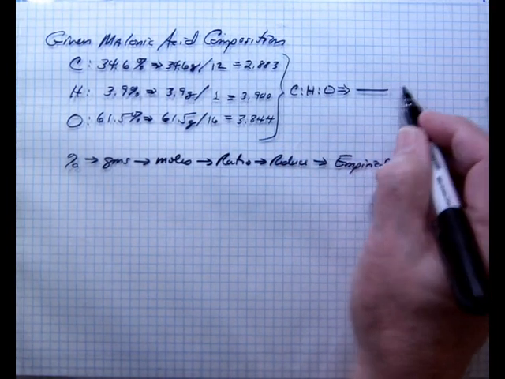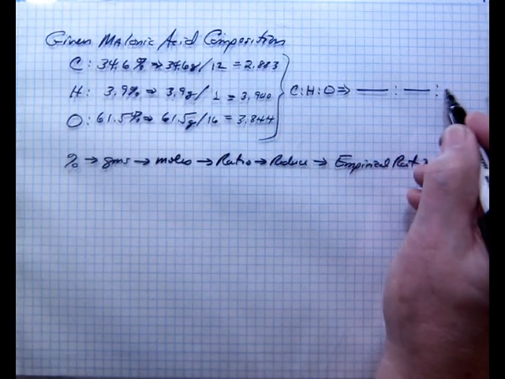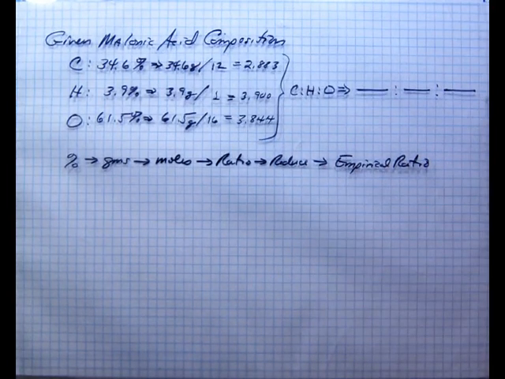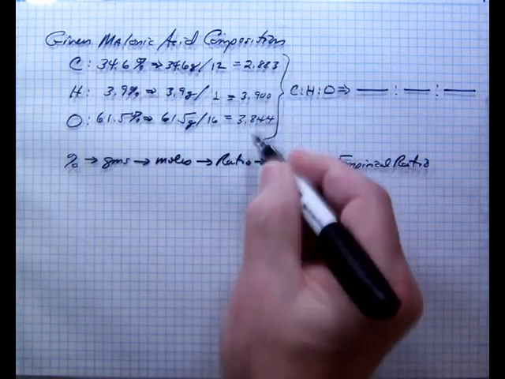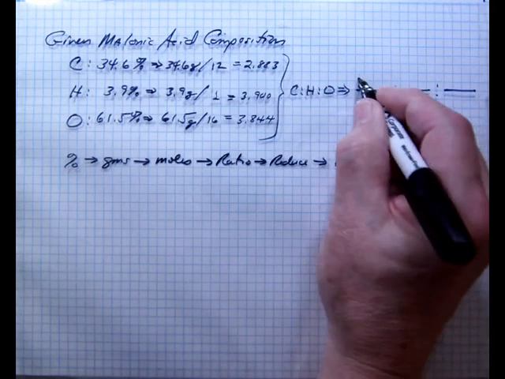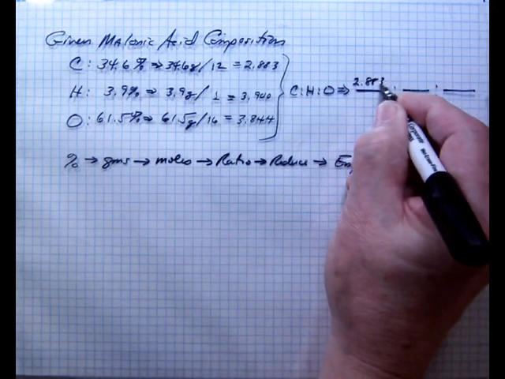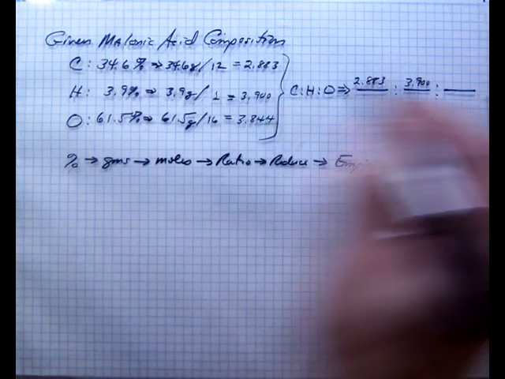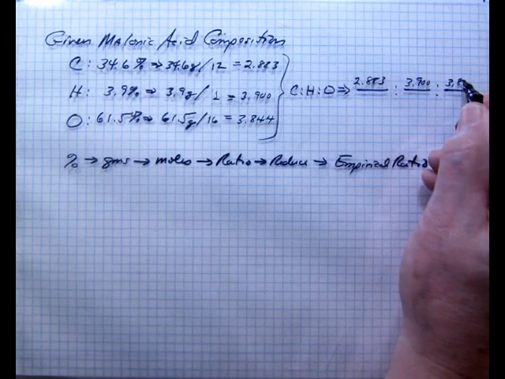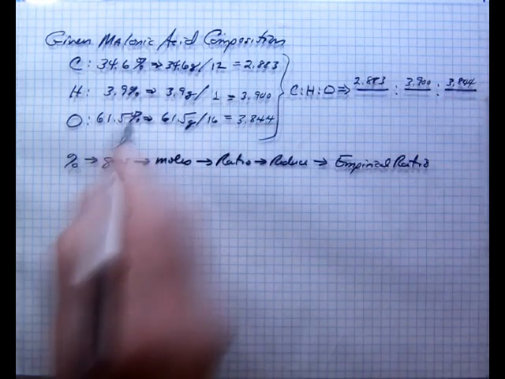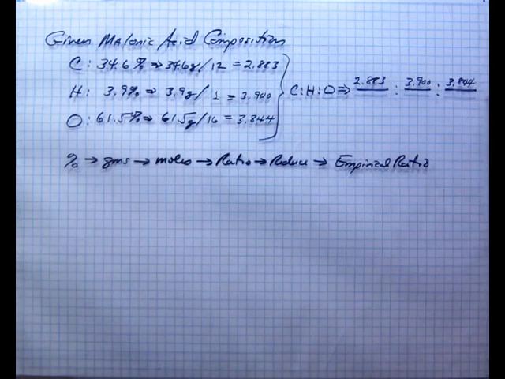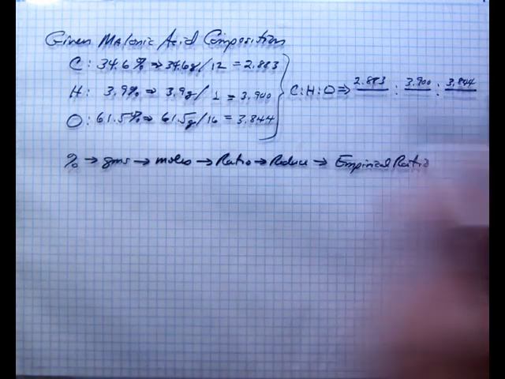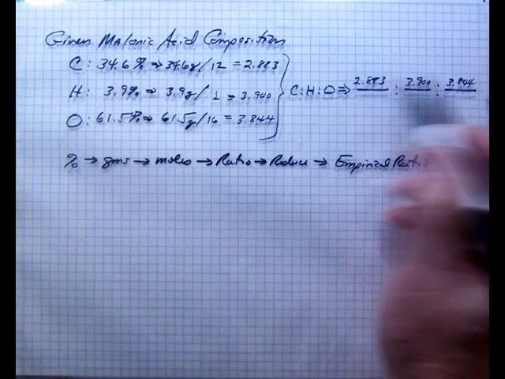Since I have 3 elements, I'm going to put 3 lines, just like that. And on the top, I will put the mole numbers. Carbon was 2.883, hydrogen 3.900, and 3.844 for the oxygen. And to get the empirical ratio, we divide this set by the smallest of the collection.